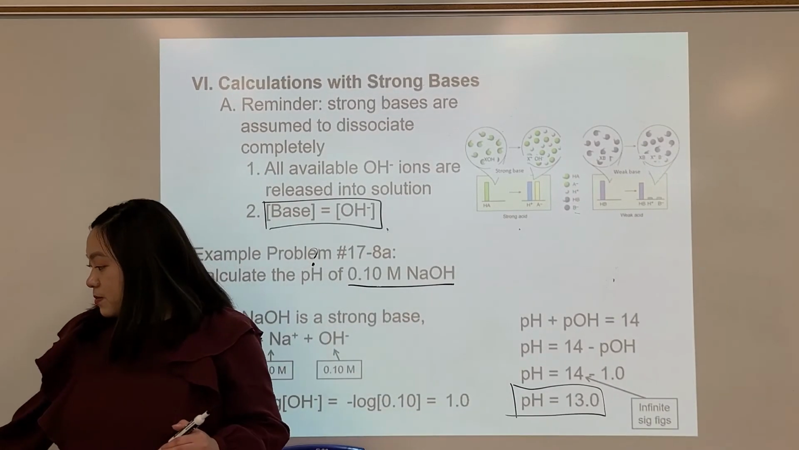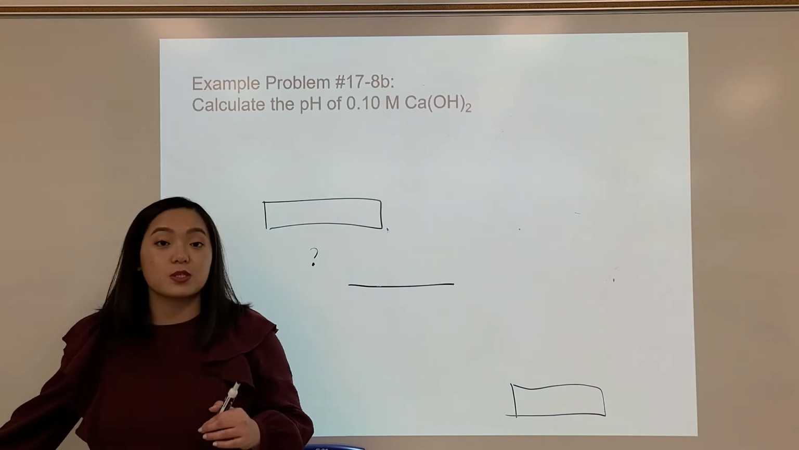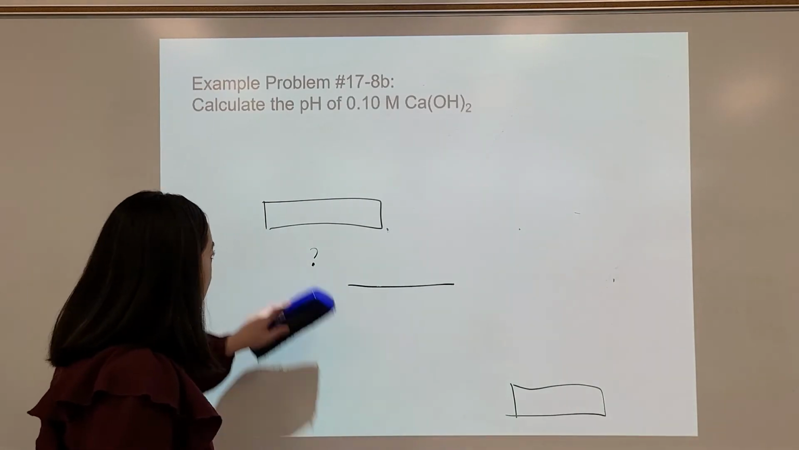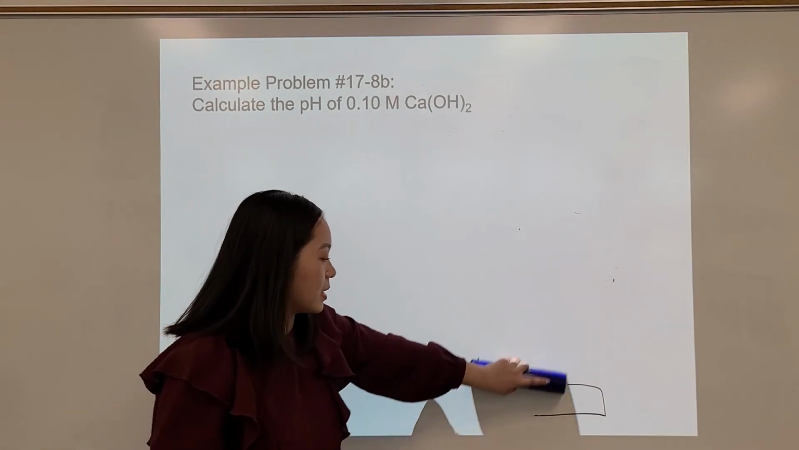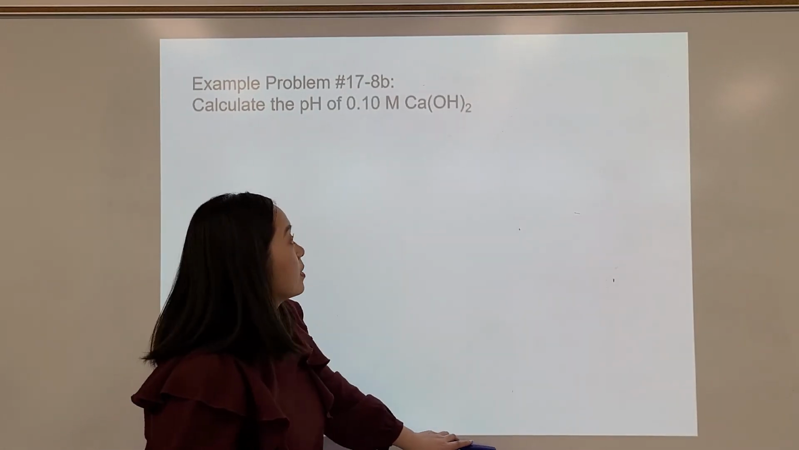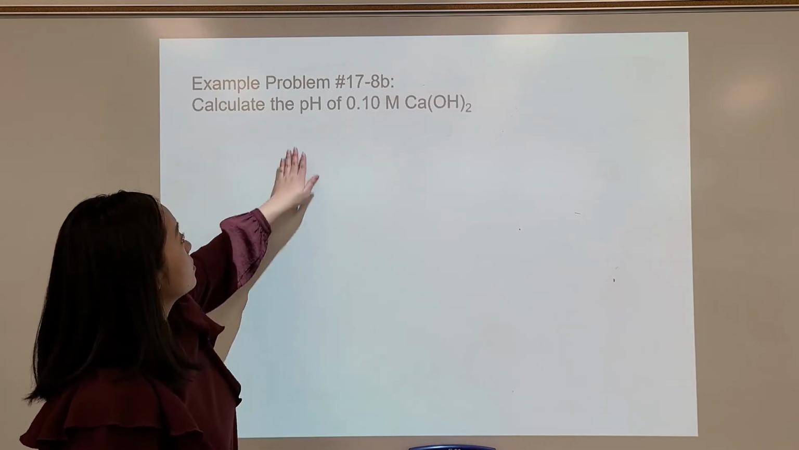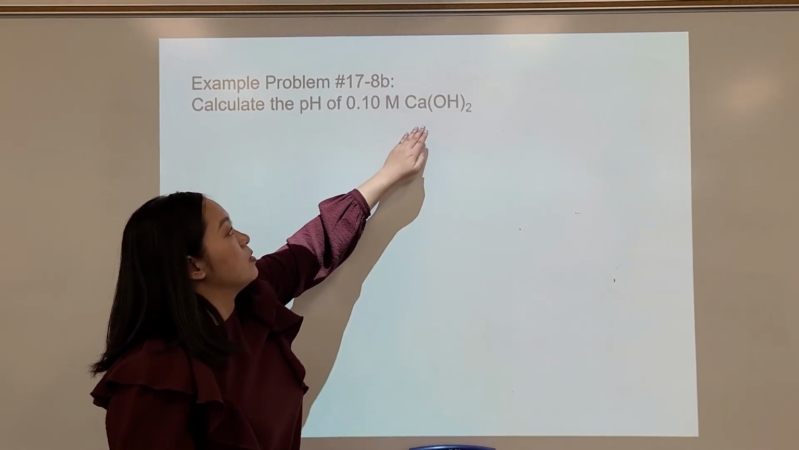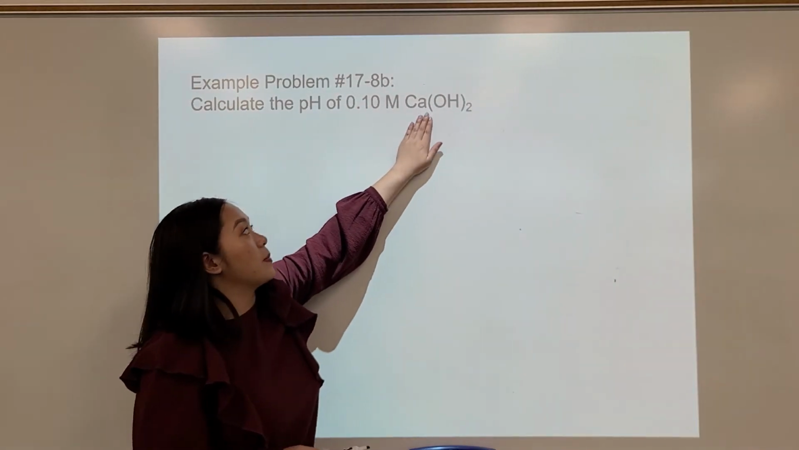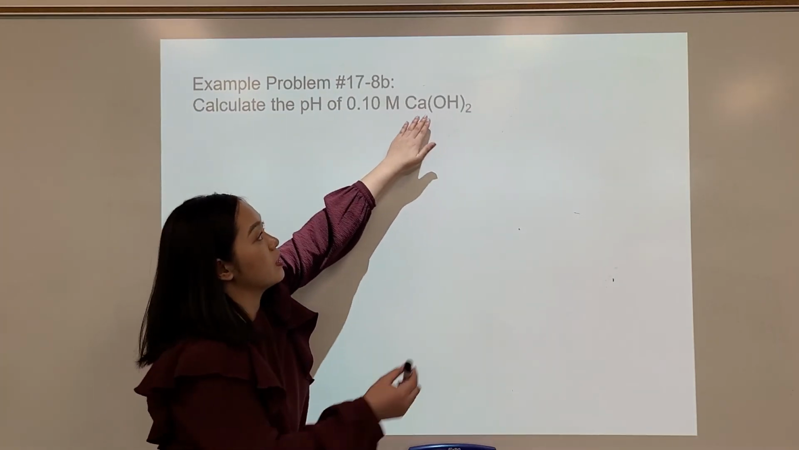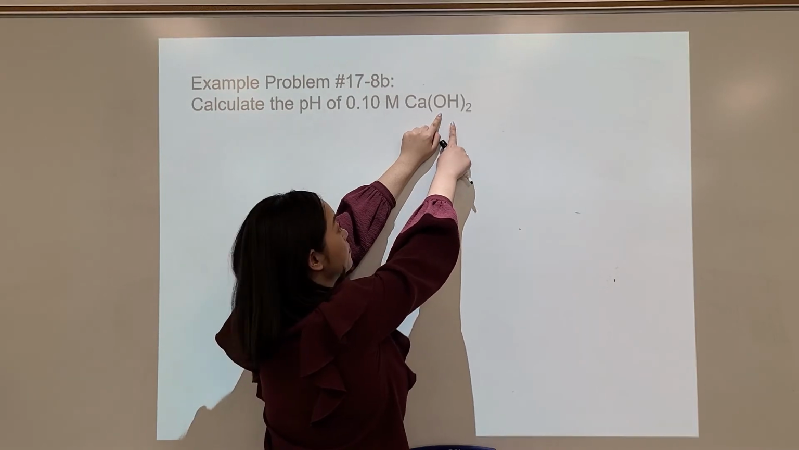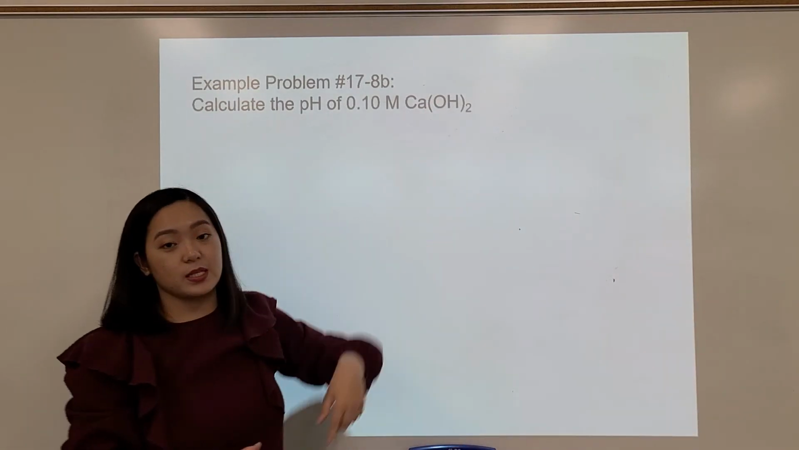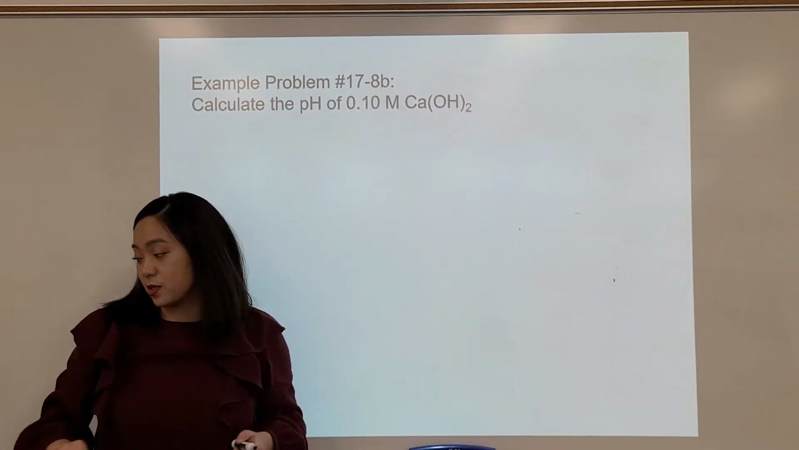Now, there is something interesting that happens with bases, and that has to do with the kind of bases that contain more than one hydroxide ion in the chemical formula. So it's this one, for example. Take a look at this compound, calcium hydroxide. There are 2 hydroxides per molecule. Now, because of this reason, your calculation changes a little bit.